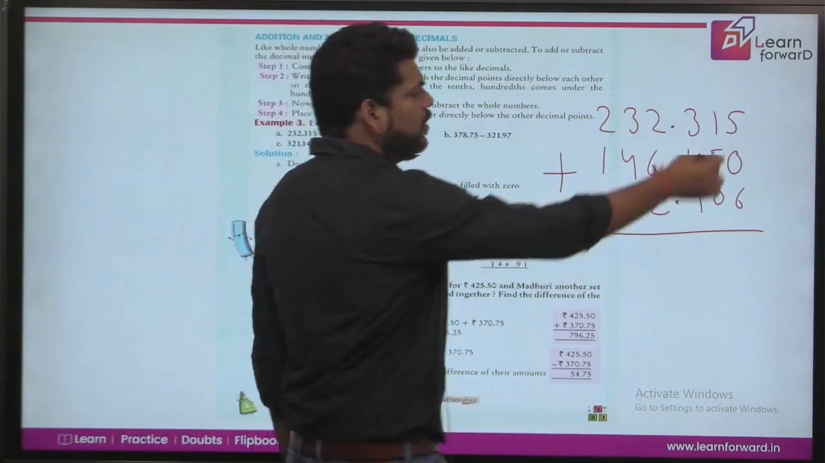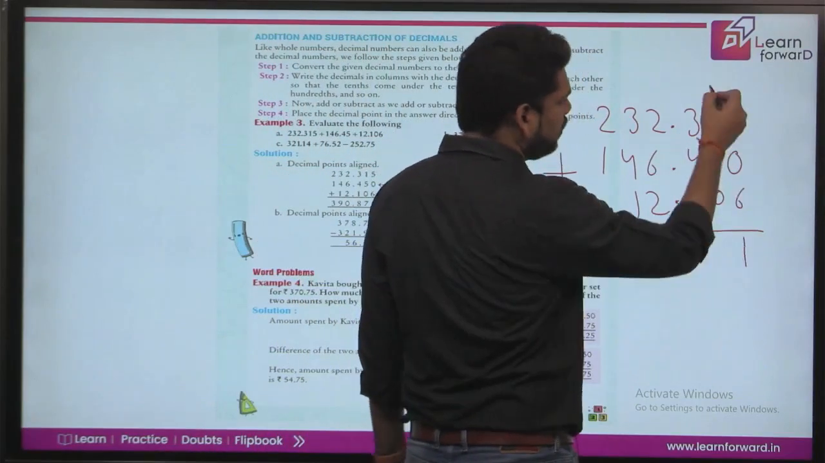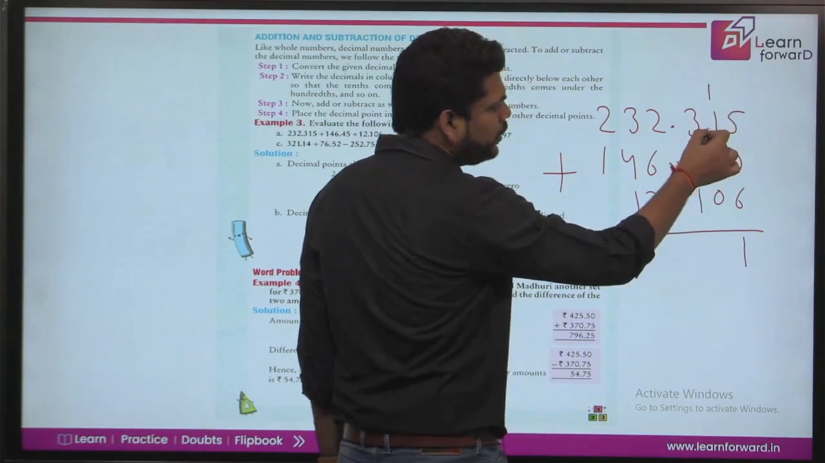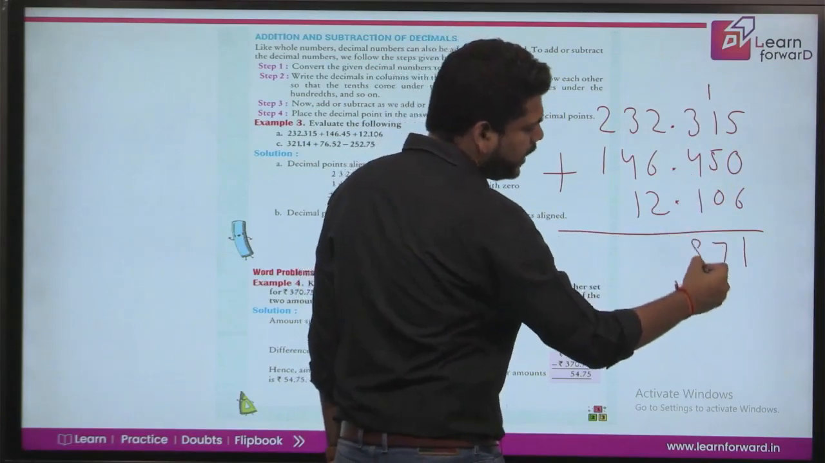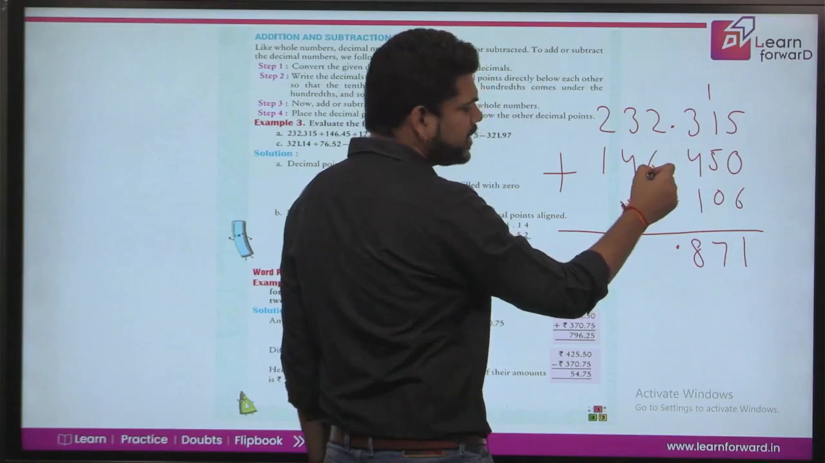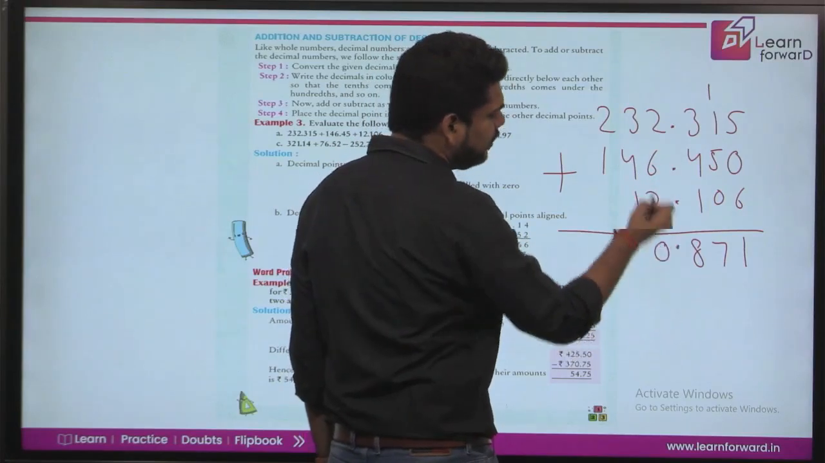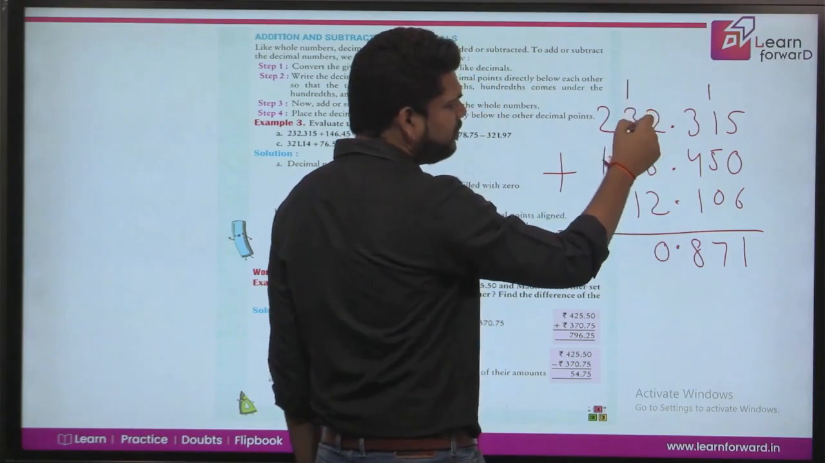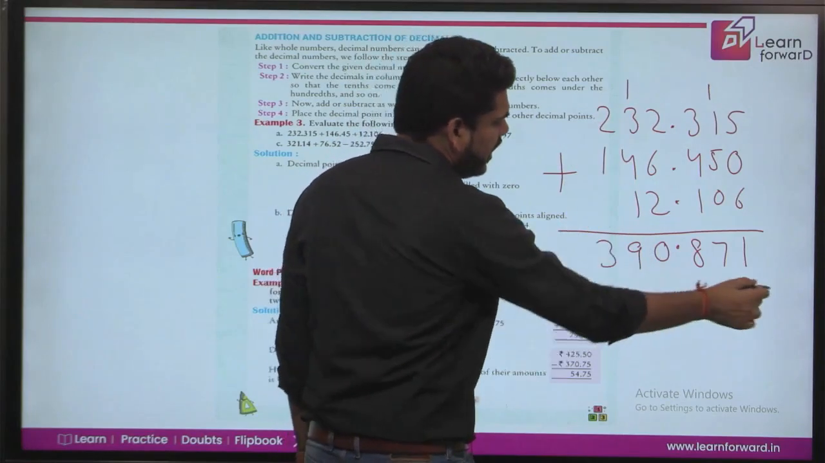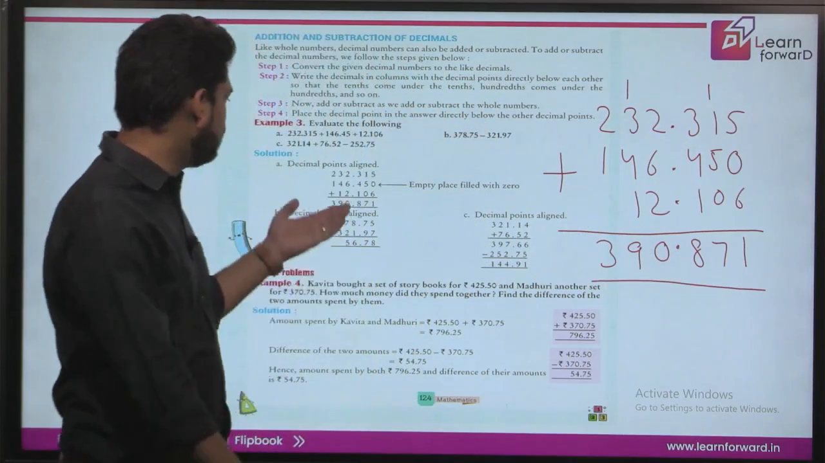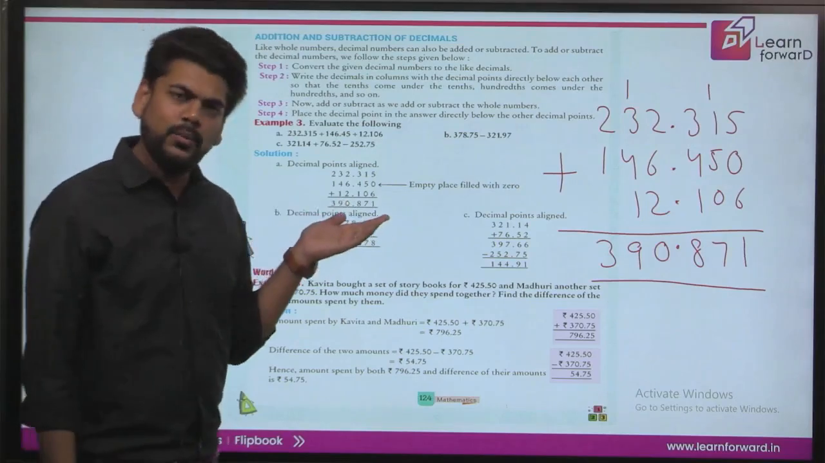Fine. So 5 plus 6 is 11. 1 is carried here. 1 plus 1, 2. 2 plus 5, 7. 3 plus 4, 7 plus 1, 8. 2 plus 6, 8. 8 plus 2, 10. 1 plus 3, 4. 4 plus 4, 8. 8 plus 1, 9. 2 plus 1, 3. Answer is 390.871. Fine.